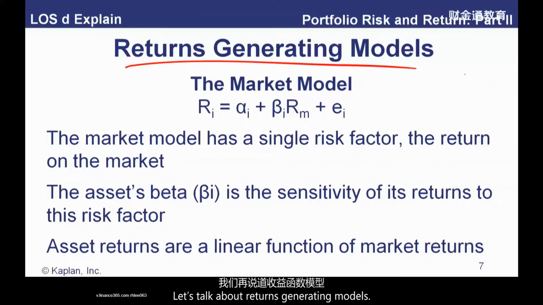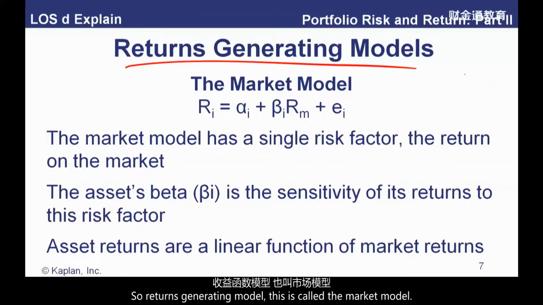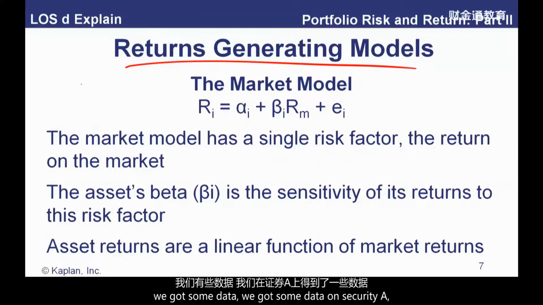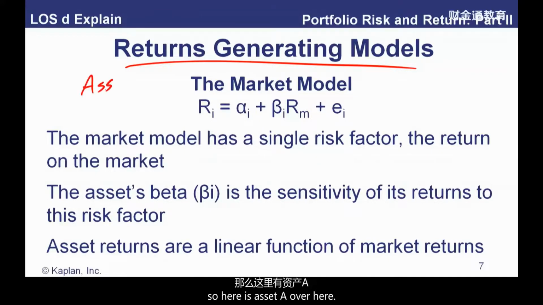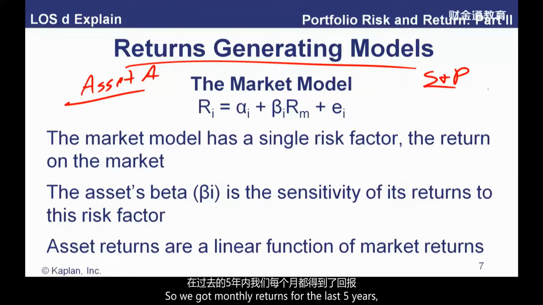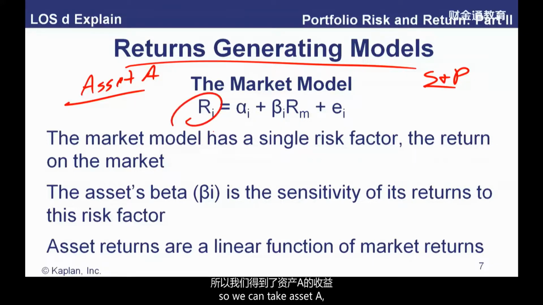Let's talk about return generating models. This is called the market model, and all this says is, we've got some data on security A, here's asset A over here, and over here we've got the S&P 500, and we've got a return series. We've got monthly returns for the last 5 years. So we can take asset A's returns and plug them into a regression equation.